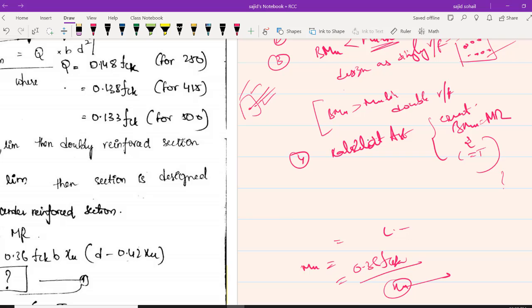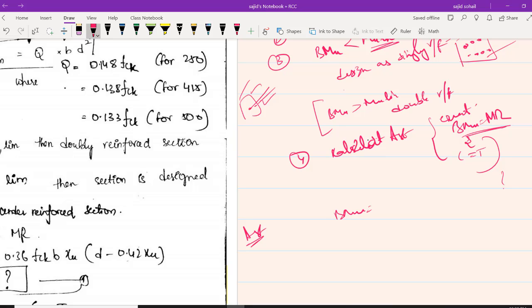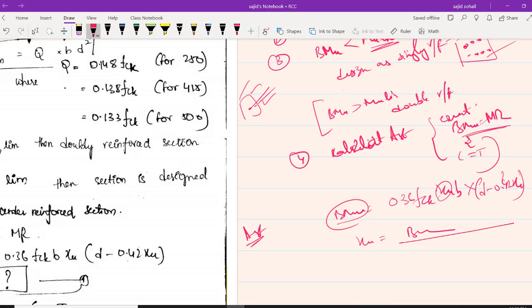Instead of writing these two steps, you can directly remember one formula for AST. This formula has not come from anywhere else, using these two steps only. In BMU, what you did? BMU equals MR, the moment of resistance, which is 0.36 FCK XUB into D minus 0.42 XU, right? So I'm writing XU in terms of BMU. XU equals something in terms of BMU, you will get an equation, right? That equation I'm substituting in C equals T.